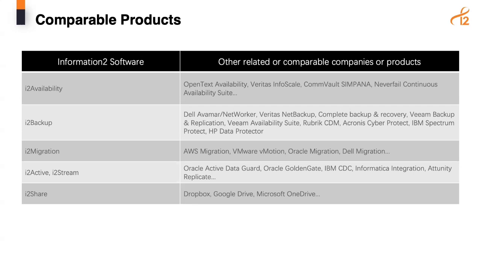i2 migration, an alternative to other migration tools in the market, and i2 Active Stream, it's a replacement of Oracle Data Guard, Active Data Guard, Oracle Golden Gate, and so on. And i2Share, as I mentioned, replaces Dropbox and Google Drive.